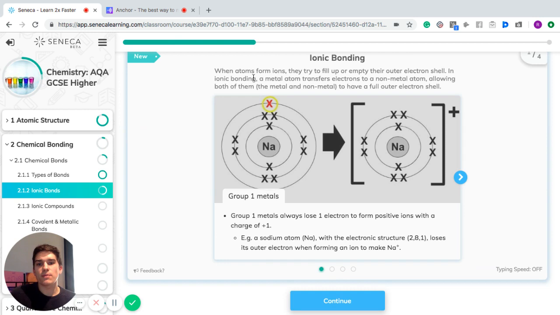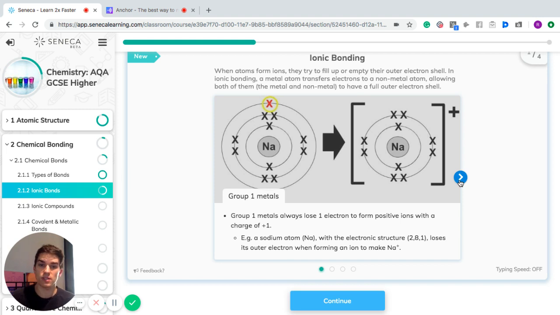Now, a bit more information about ionic bonding. When atoms form ions, they try to fill up or empty their outer shell of electrons. In ionic bonding, a metal atom transfers electrons to a non-metal atom, allowing both the non-metal and the metal to have a full outer shell. So group 1 metals always lose 1 electron to form positive ions with the charge of +1.